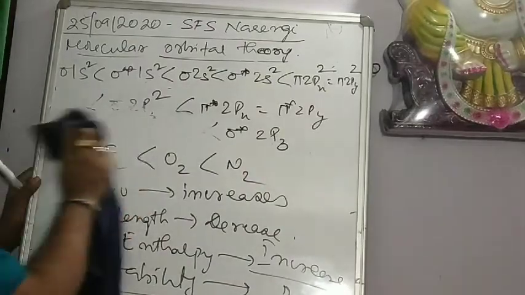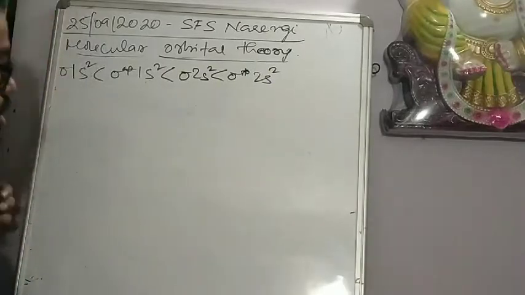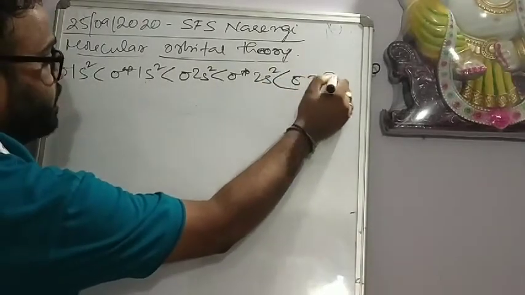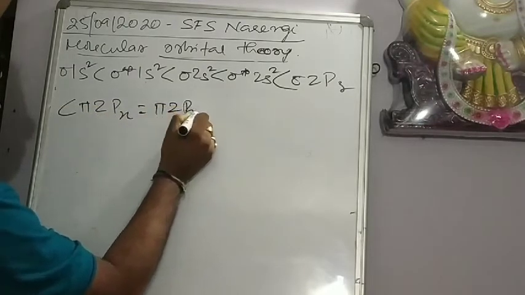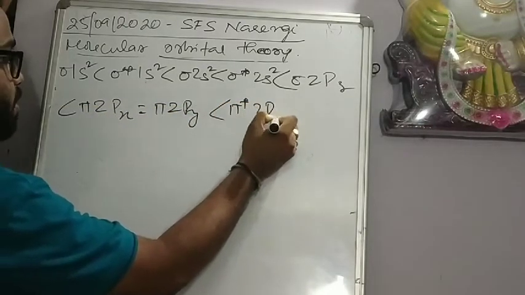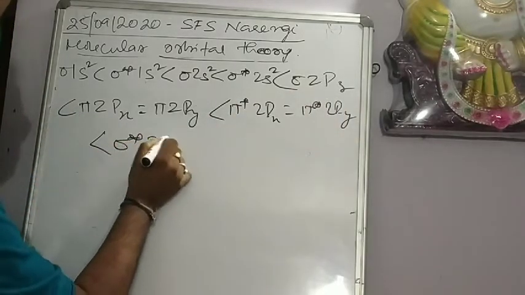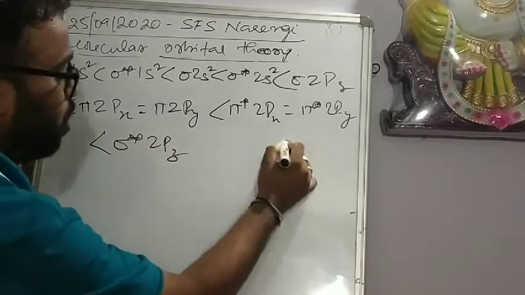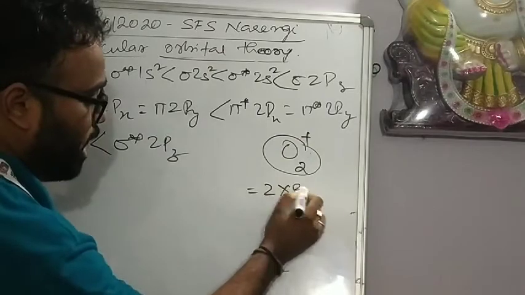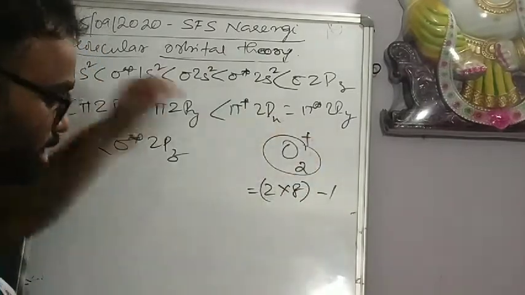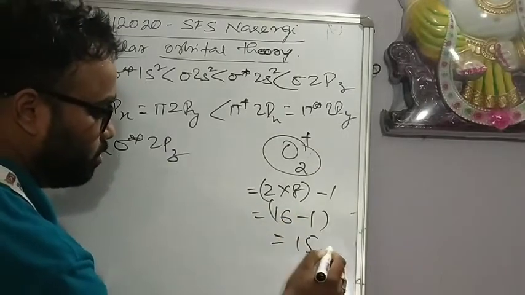Now suppose I write the order again for O2: sigma 2pz, pi 2px, pi 2py, pi star 2px, pi star 2py, and sigma star 2pz. I do it for O2 plus. For O2 plus, 2 into 8 minus 1, because 1 electron is less. 16 minus 1, 15 electrons.